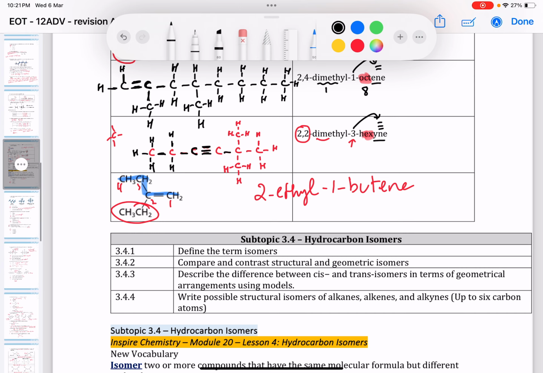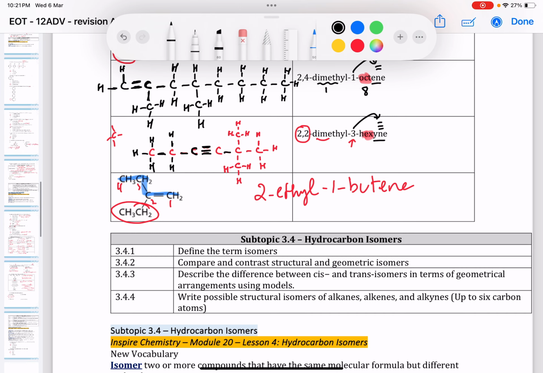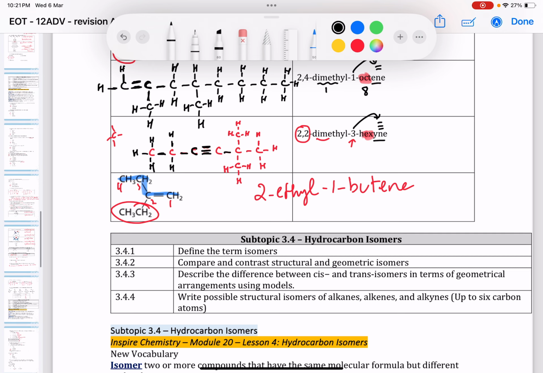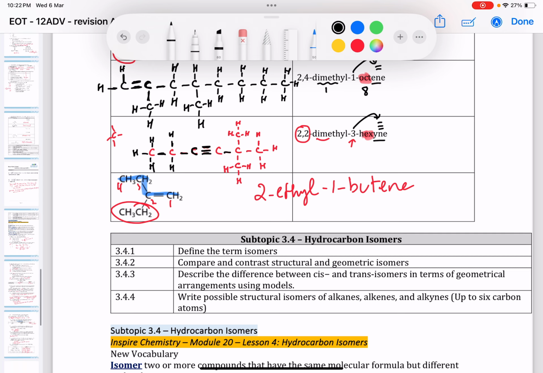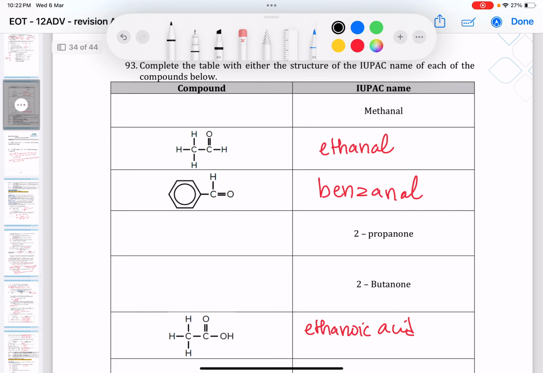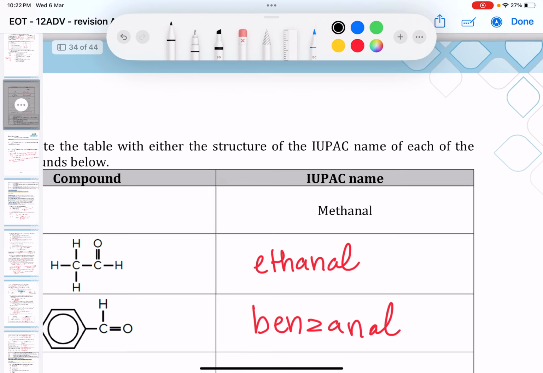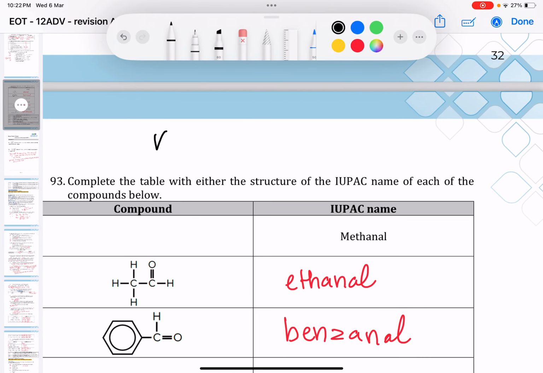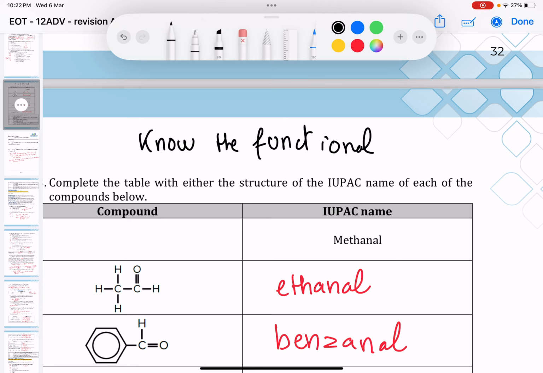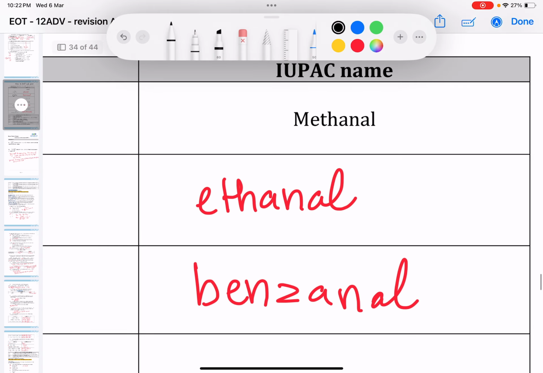Now, I want to show you how to draw other compounds other than hydrocarbons, like alcohols or carboxylic acid, aldehydes, ketones. The most important thing in this part is that you have to know the formula of the functional group. If you are not very familiar with the functional group, you cannot draw the compound. So you need to know the functional group and the naming.